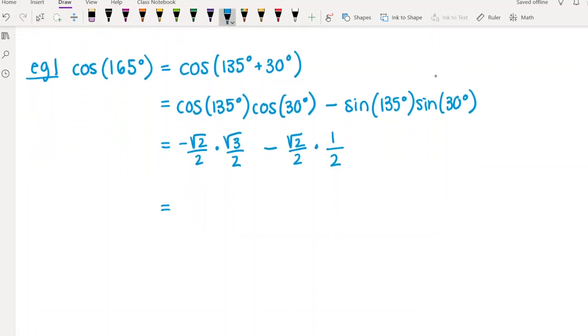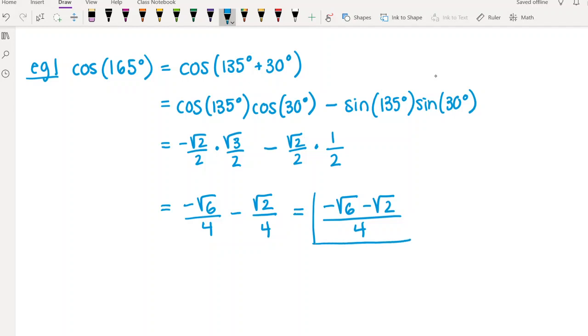So if we put all of this together, we get negative square root of 6 over 4, minus square root of 2 over 4. And so we can combine this into one fraction, and this would be negative square root of 6 minus square root of 2 divided by 4. And again, if you want to check this, you can type cosine of 135 into your calculator, and then separately type the answer we just found into your calculator, and they should have the same decimal approximation.